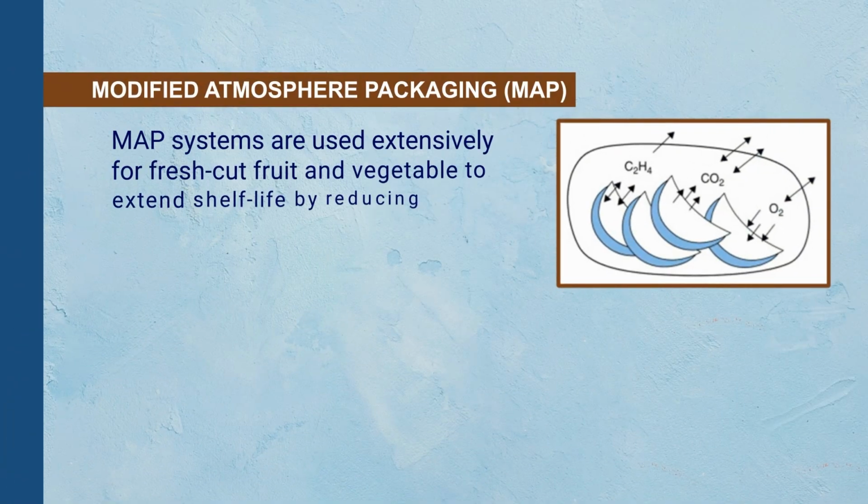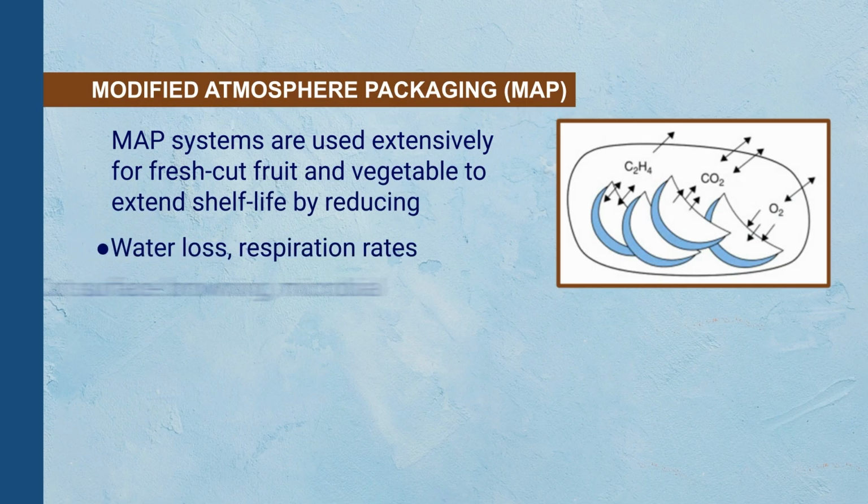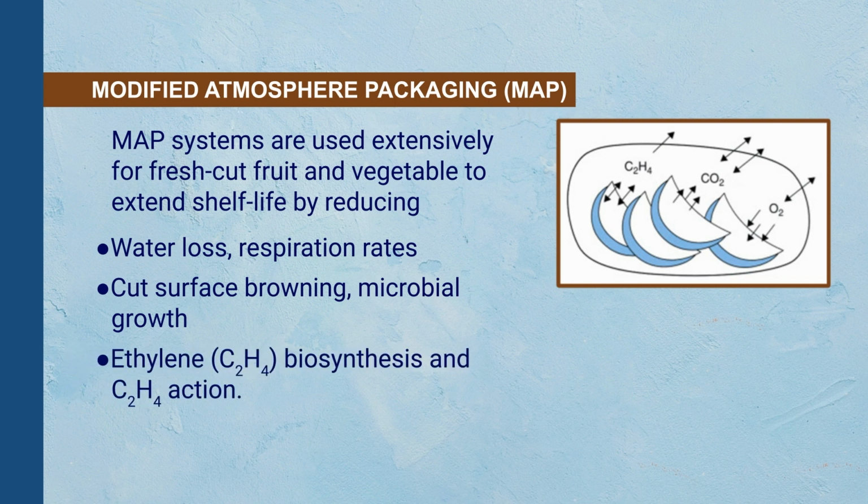Modified atmosphere packaging is also one of the ways that we handle produce after processing it. If it is a whole fresh produce, it is still respiring. So there is respiration, and biochemical changes are taking place. So MAP systems, which are called modified atmosphere packaging systems, are used for fresh-cut fruits and vegetables to prevent water loss, respiration, cut surface browning, microbial growth, and also the ethylene biosynthesis kind of action. So all these things can be addressed by modifying the atmosphere within the package.